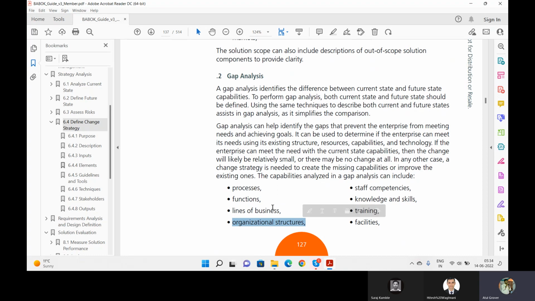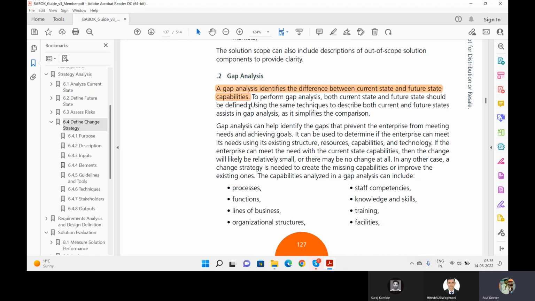It definitely comes. This is my thinking. Processes are there, so the technique may come: process modeling, process analysis can be one of the areas to identify the gaps. Gap analysis identifies the difference between the current and the future capabilities. To perform gap analysis, both current state and future state should be defined. Only then can you identify the gap.